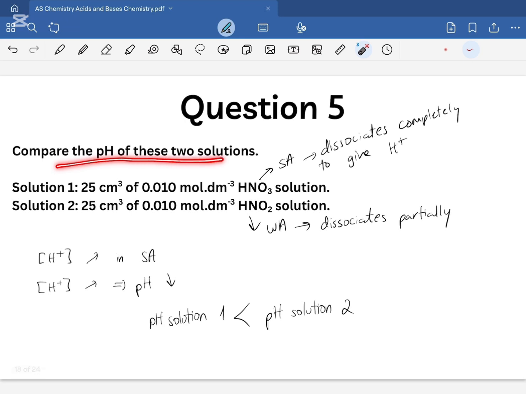Now they said compare the pH of these two solutions. So we have the same volume, the same concentration for a strong acid and a weak acid. Of course, a strong acid will dissociate completely to give H+, whereas the HNO2 will dissociate partially. A strong acid will increase the H+ in the solution, leading to more concentration of H+. As concentration of H+ increases, the pH will decrease. Therefore, the pH of this solution is going to be less than the pH of solution 2.